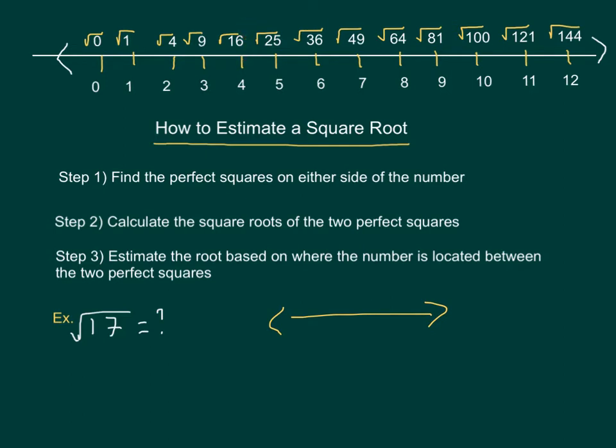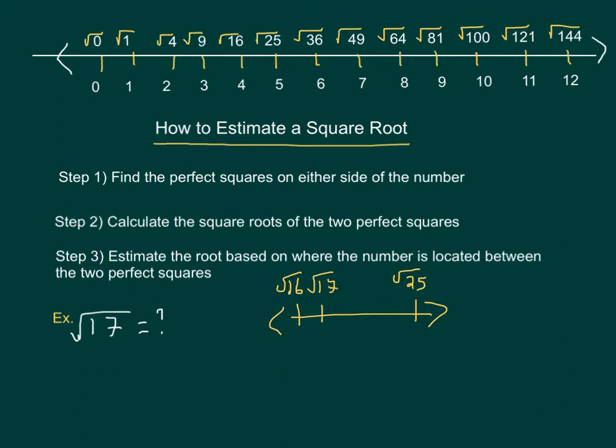It says find the perfect squares on either side of that number. Well, 16 is before it, 25 is right after it. So I'm going to draw 16 here on my little mini number line, and 25 here as well. Then I'm going to place what I'm looking for, which is the square root of 17. I know it's probably pretty close to 16, so I'm going to put it right about here.